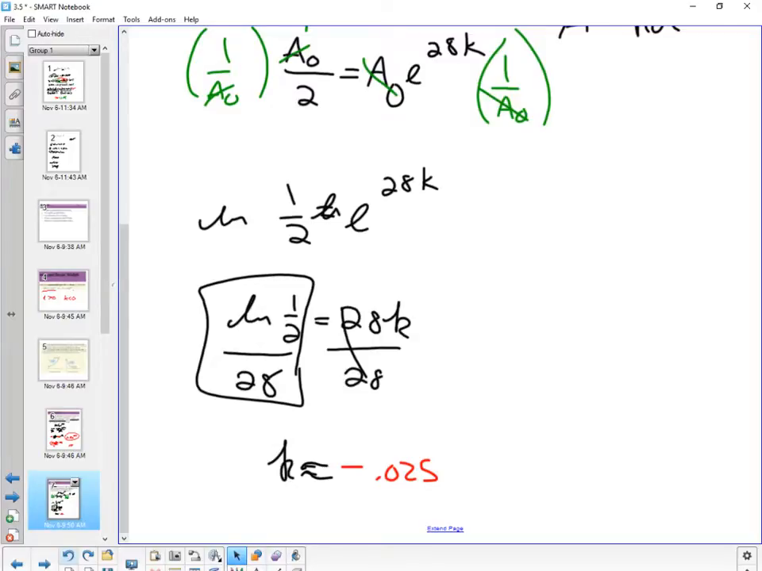So it's gonna be A is equal to A naught times e to the negative 0.025 t. If we were going to make our model, then we would have A is equal to A naught e to the negative 0.025 t. Got it. And then all we would need to know is the amount you start with, and how long it's going to take to decay.